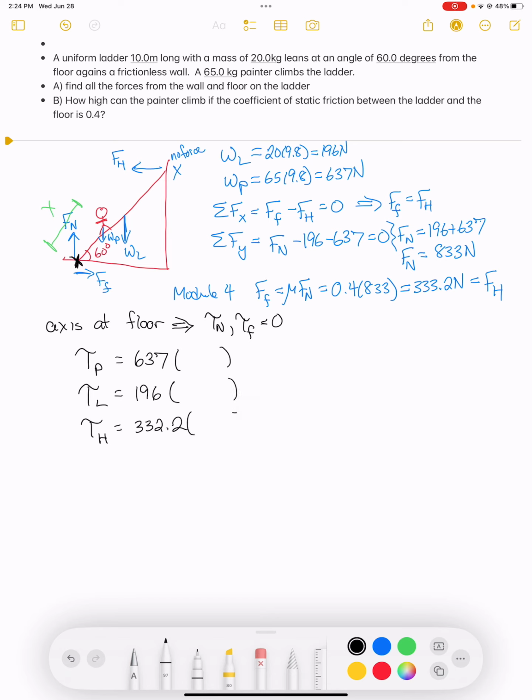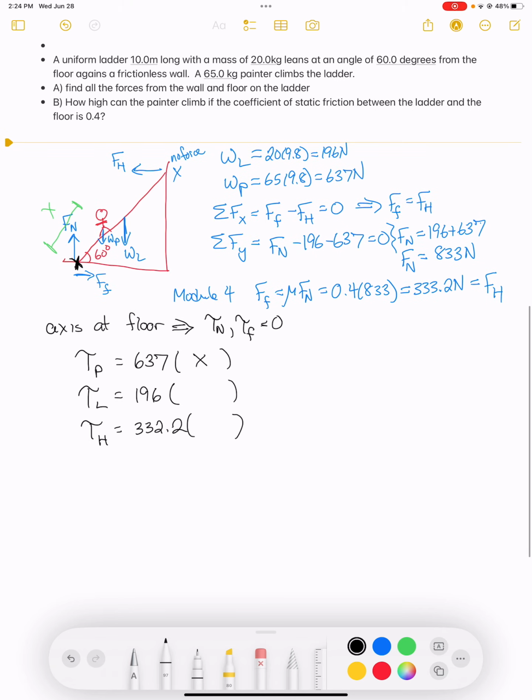And what's R? R is how far up the ladder they are. So the painter is X up the ladder. We don't know what that is. We're trying to find it. The ladder's force acts at half the distance of the ladder, so that's going to be at 5 meters. And the horizontal force acts right at the end of the ladder, so that's going to be at 10 meters.